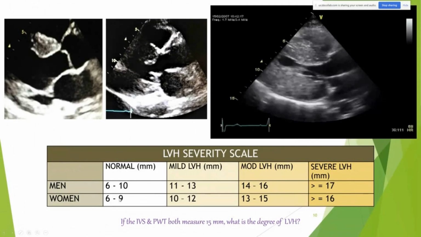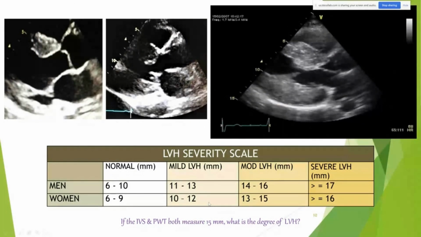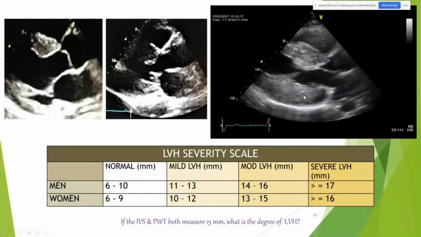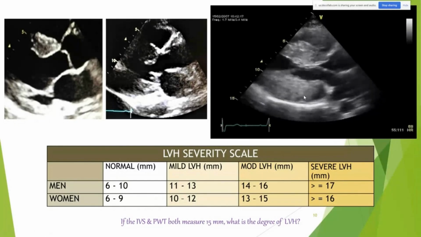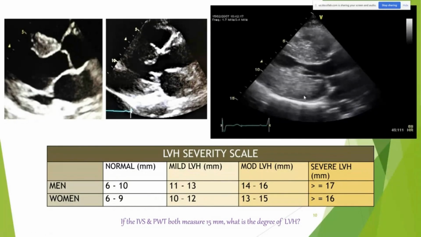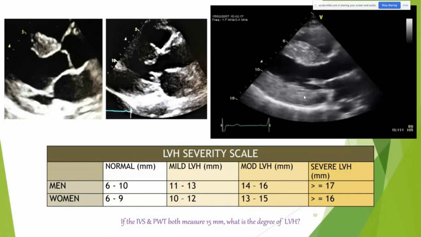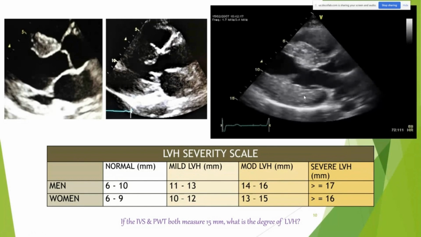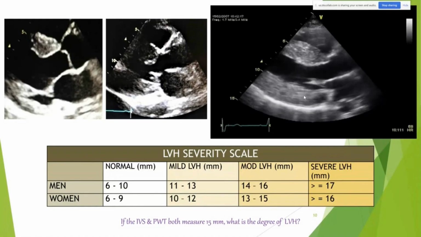For women, 0.6 to 0.9 centimeters is normal. 1.0 to 1.2 is mild. 1.3 to 1.5 is moderate. And anything over 1.6 is severe hypertrophy. You should know that. So for example, if the interventricular septum and the posterior wall thickness both measure 15 millimeters for a man or a woman, you would say they have moderate concentric left ventricular hypertrophy.